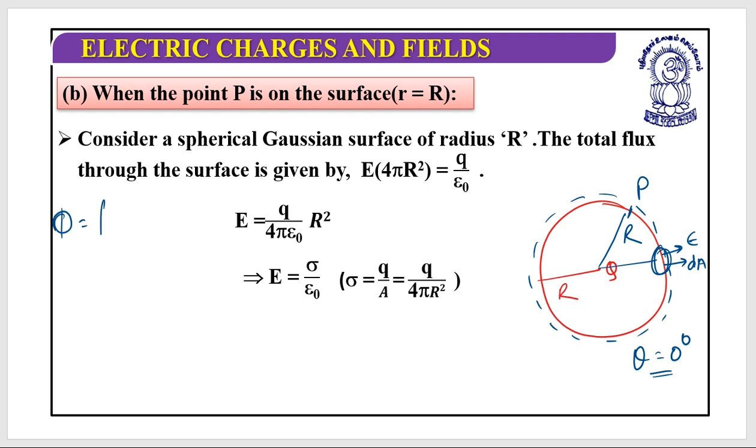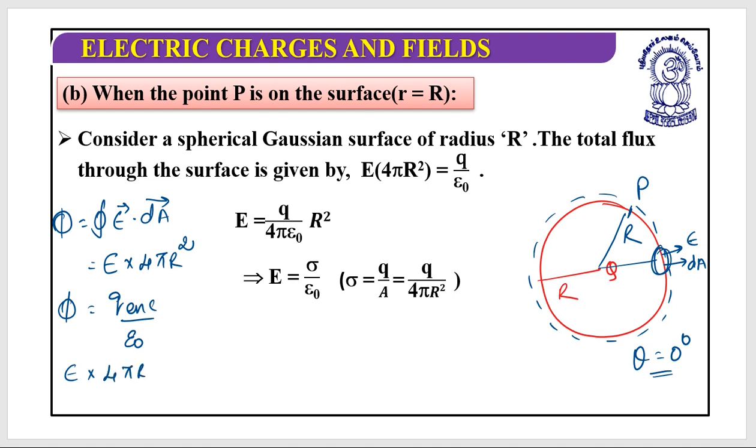So the flux is equal to the surface integral of E dot dA. The angle would be 0, so this will give me E multiplied by 4 pi r square. And what I can write is flux should be equal to Q enclosed divided by epsilon naught. So if I compare this, E multiplied by 4 pi r square should be equal to Q by epsilon naught. So this E is equal to Q by 4 pi epsilon naught into R square.